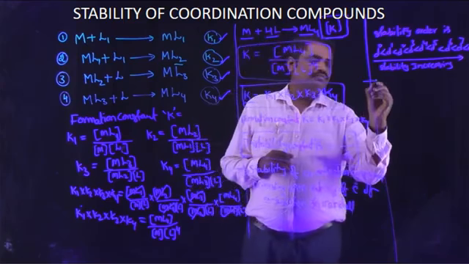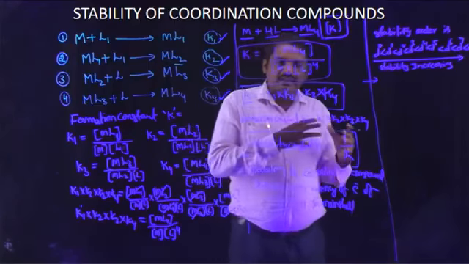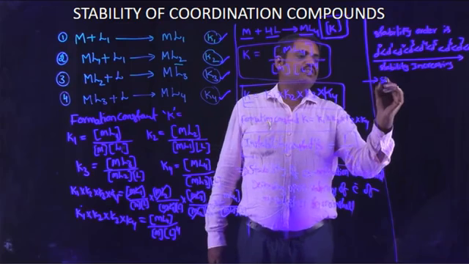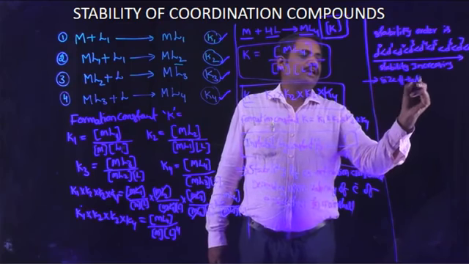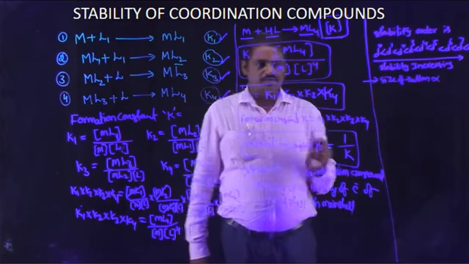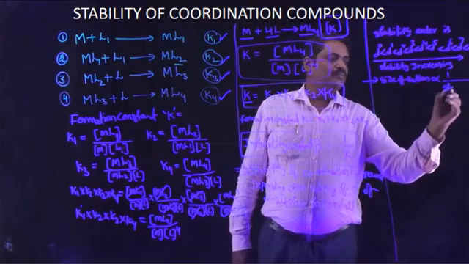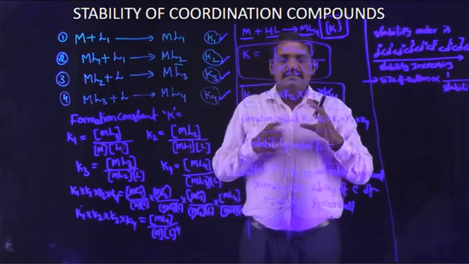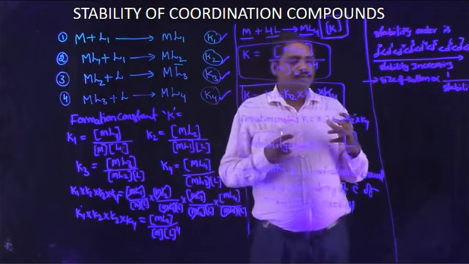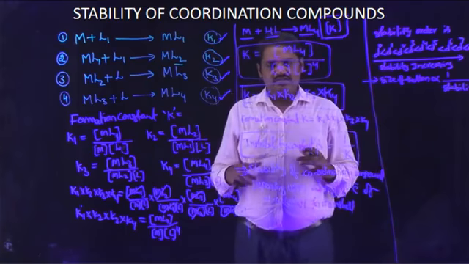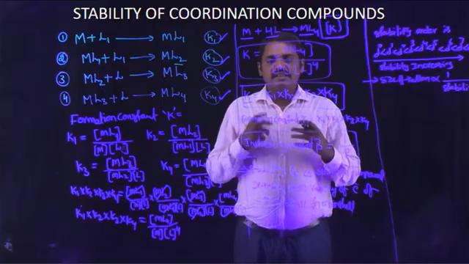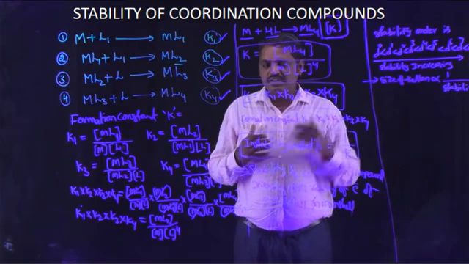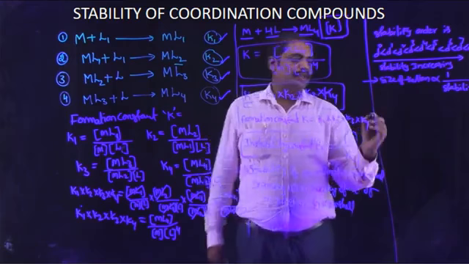And the second one: as the size of the atom decreases, stability also increases. The size of the atom is inversely proportional to the stability of the complex. That means when the size of the central metal atom in the given coordination compound increases, stability decreases. When the size of the central metal atom decreases, stability also increases.